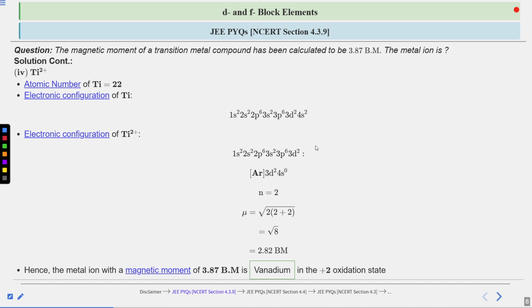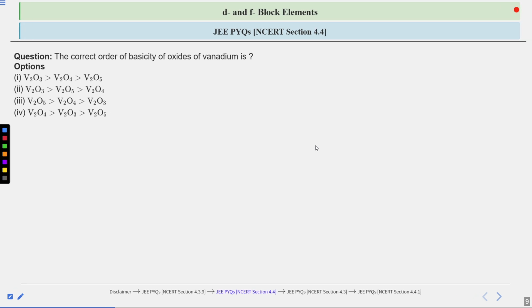Okay, let's move to our next question. This is a JEE PYQ which is covering NCERT section 4.4. The question is, the correct order of basicity of the oxides of vanadium is. So we have been given the order of the vanadium oxides. You have to select the correct order for basicity of oxides of vanadium.